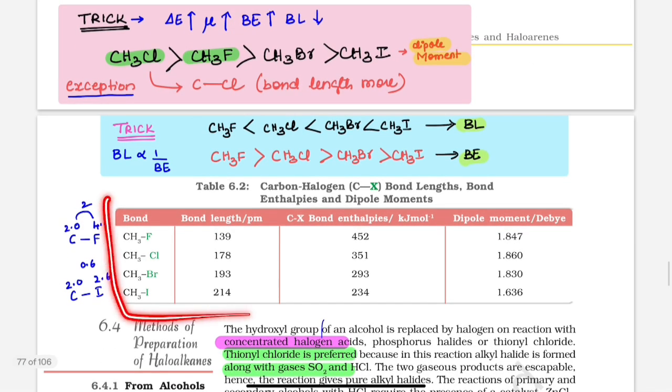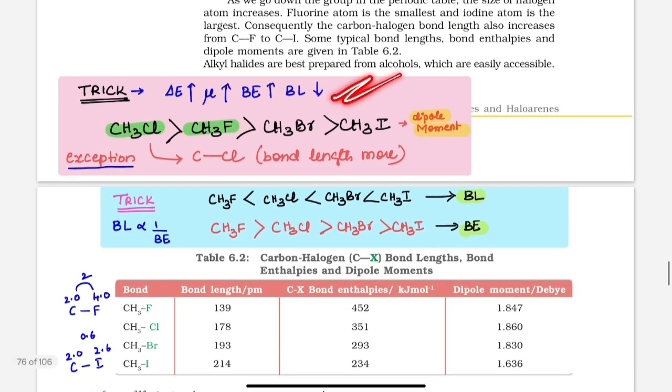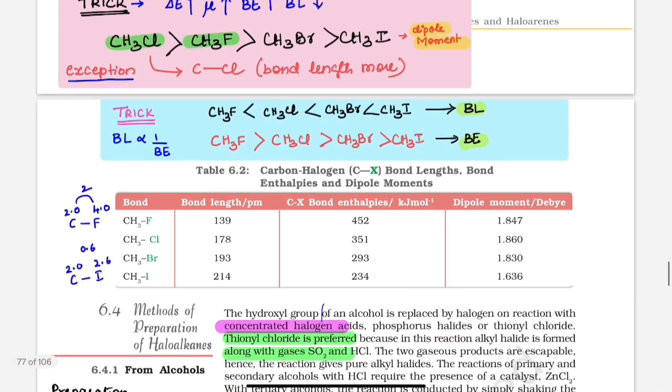Next, you should learn this table about bond length, bond enthalpy, and dipole moment. For this, I have written the trick here. The trick you have to learn is the change in electronegativity. If it is increasing, dipole moment also increases.